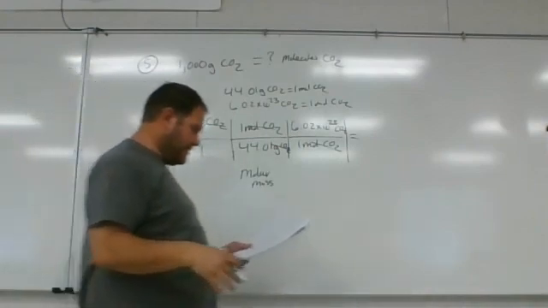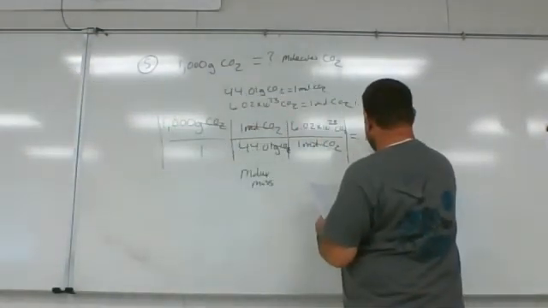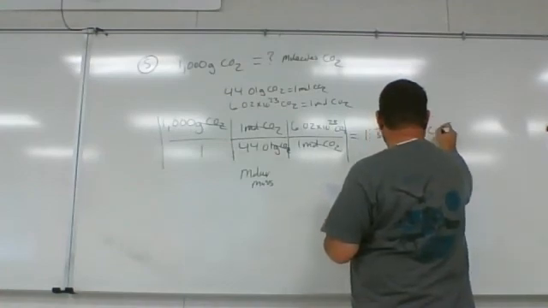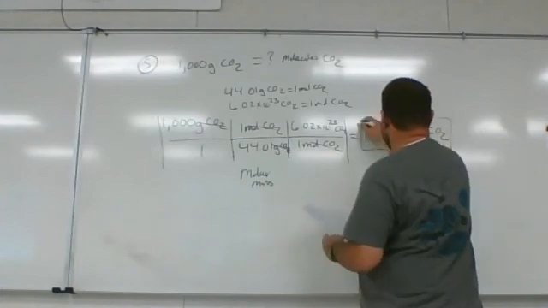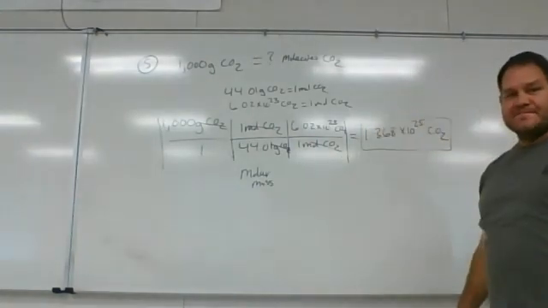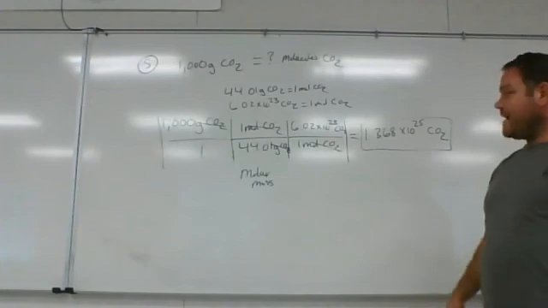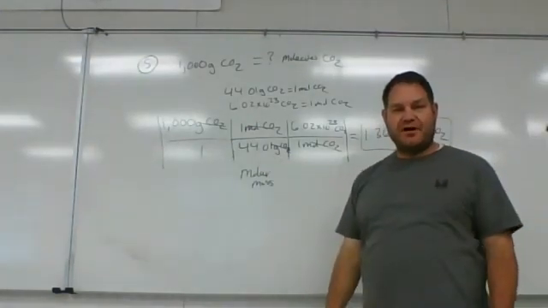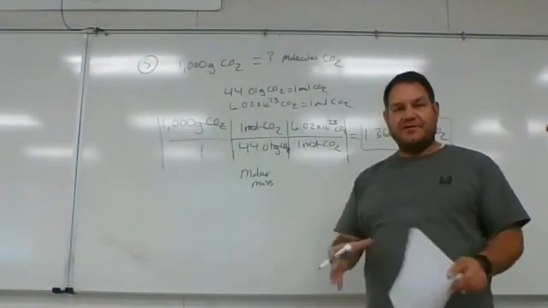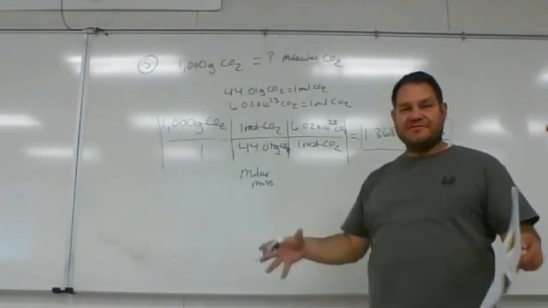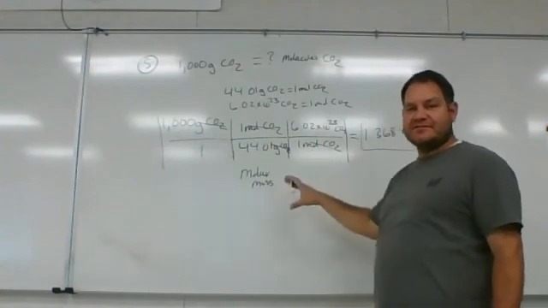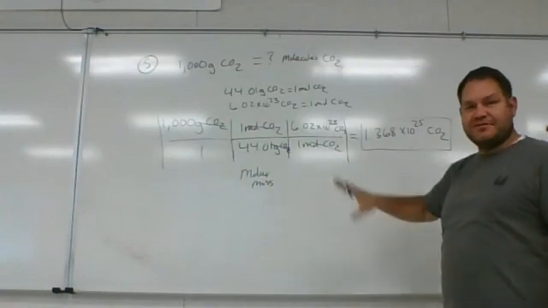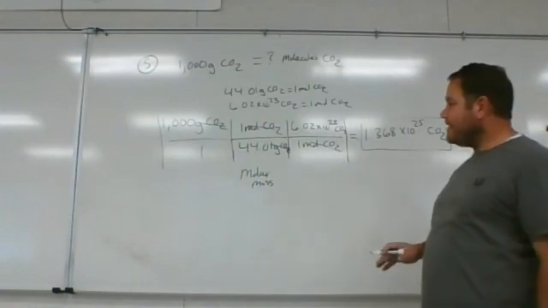Now, my final answer should be 1.368 times 10 to the 25 CO2 molecules. Okay, there's my answer. Wow, I had to go multiple steps here. Just like you've done in other conversion problems early in the year, you had to do multiple steps in dimensional analysis, okay? Same thing here when you're dealing with stoichiometry or molar conversions, okay?